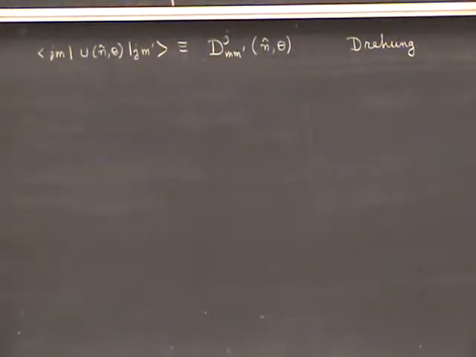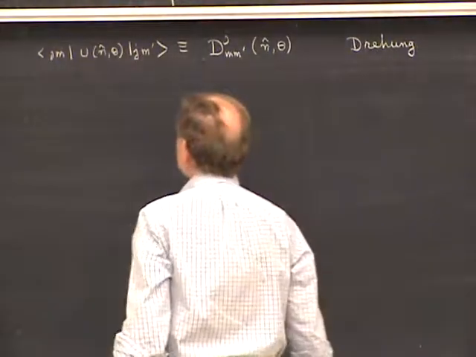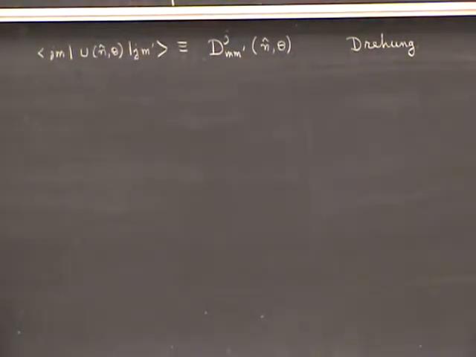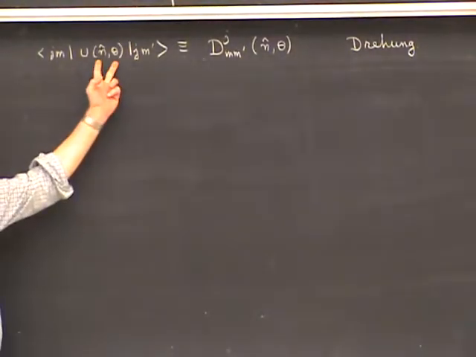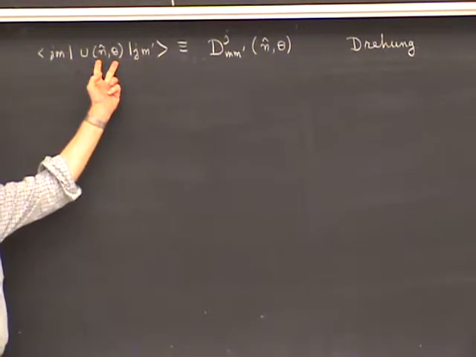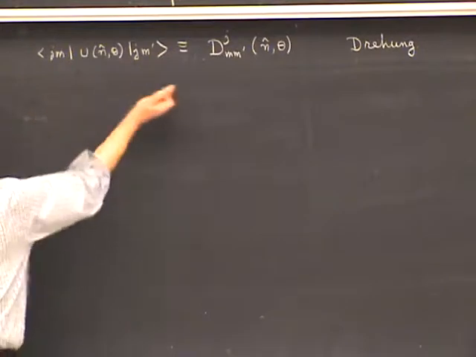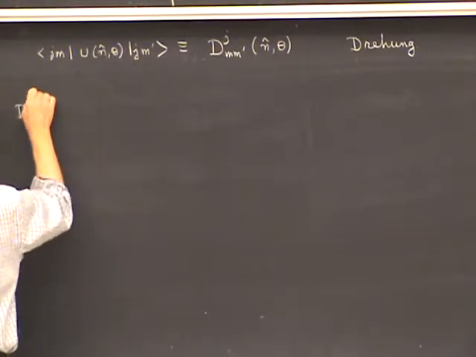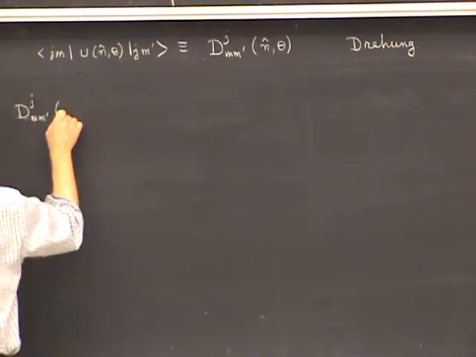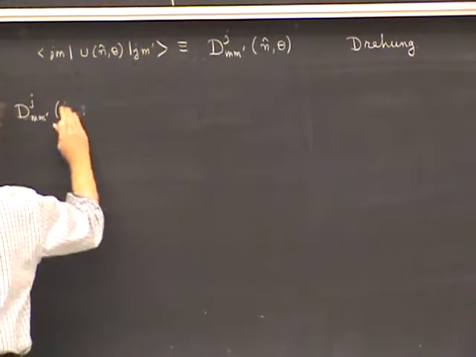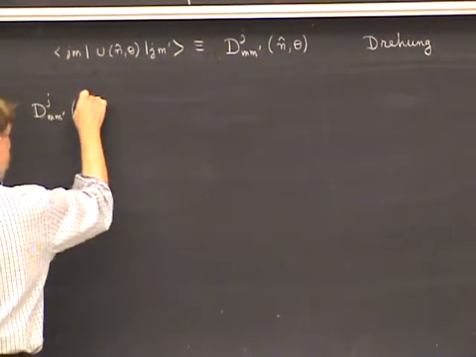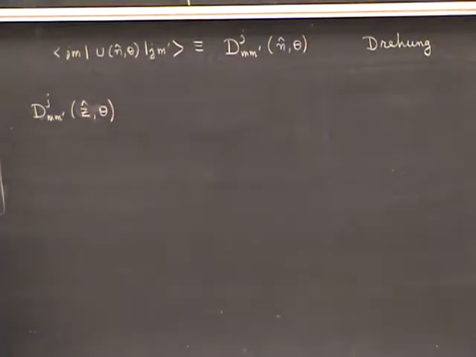And it's now standard notation for rotation matrices. If the rotation is about the z-axis, the D matrix is particularly simple. Because in this case, let me turn it around and write it this way as d^j_{m m'}(n hat, theta). Let's make it z hat, theta. Let's consider a D matrix for a rotation about the z-axis.